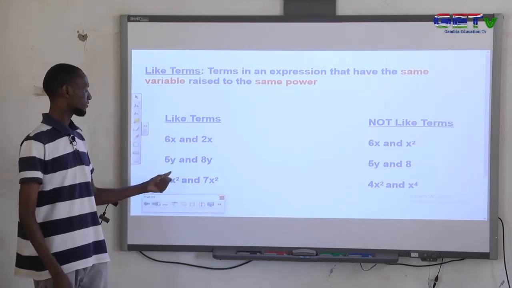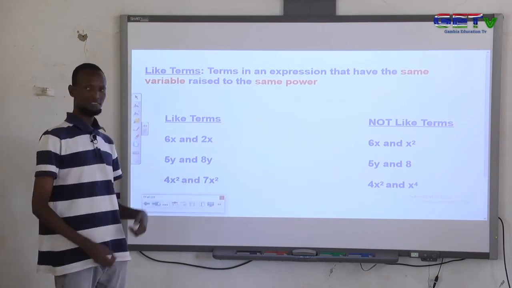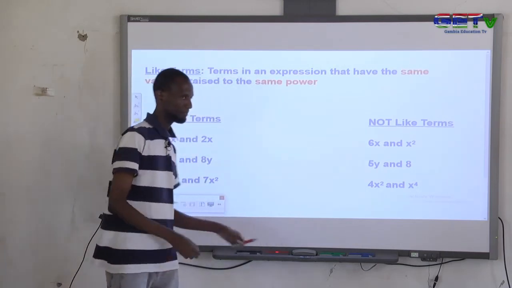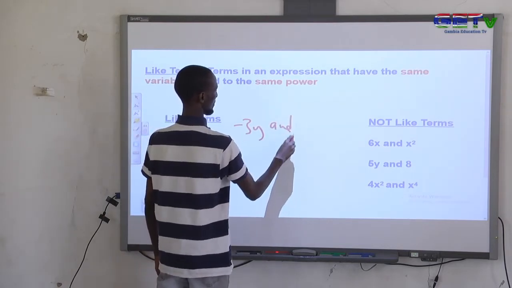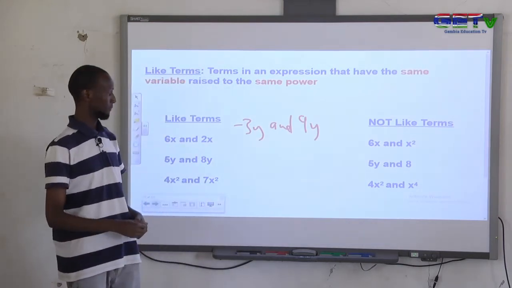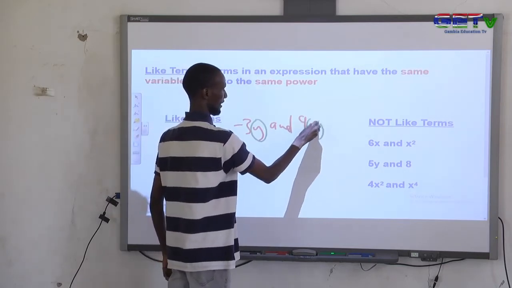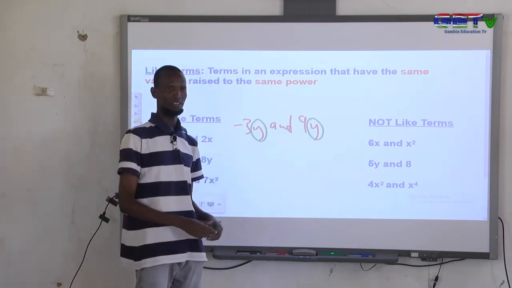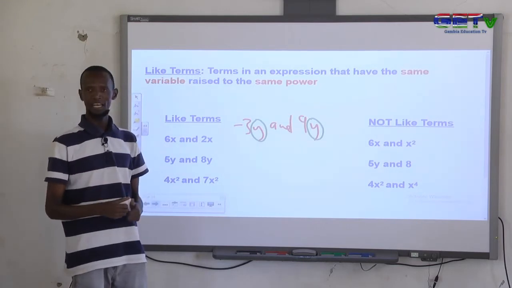Then you have 4x squared and 7x squared. Again, the same variable x, and the variable has the same power. They are all squared, so that will qualify as like terms. If I have negative 3y and 9y, these also qualify as like terms because they have the same variable, and the variable is also raised to the same power. The coefficients do not matter. Whether the coefficients are the same or not, that does not matter here. Your interest is on the variable. Once they are the same, and the powers of the variables are also the same, then they are like terms.